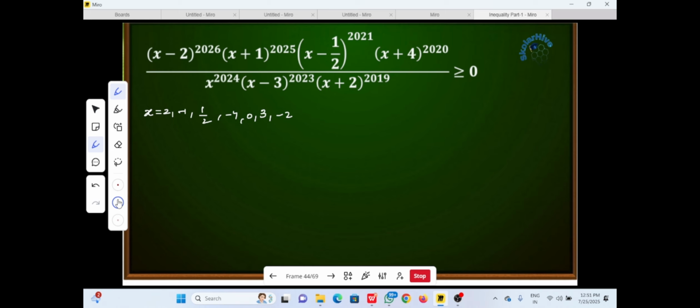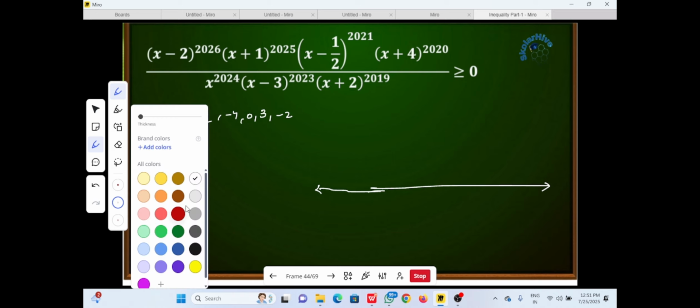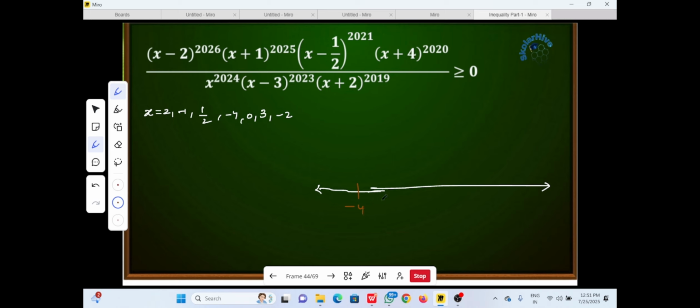We just need to plot these critical points on a number line in ascending order. So the smallest number is minus 4. So here minus 4, then minus 2, then minus 1, 0, and then 1 by 2, then 2 and then 3.